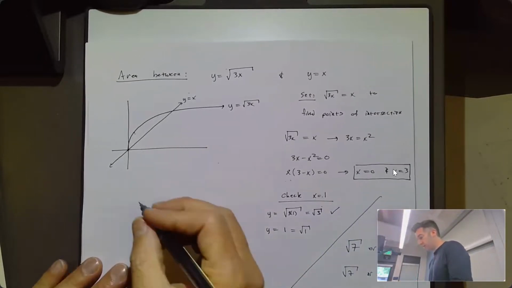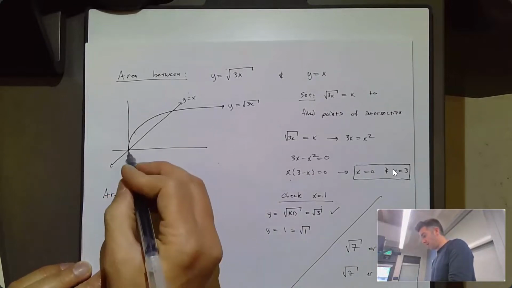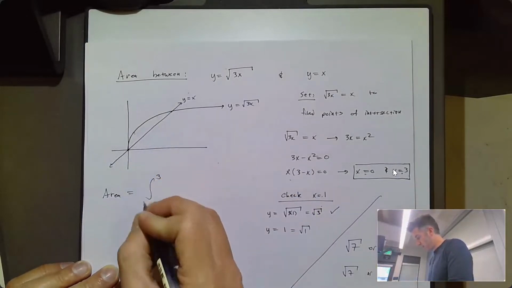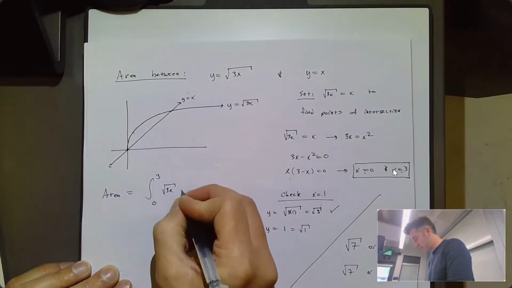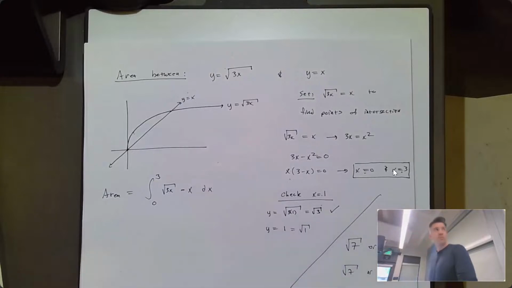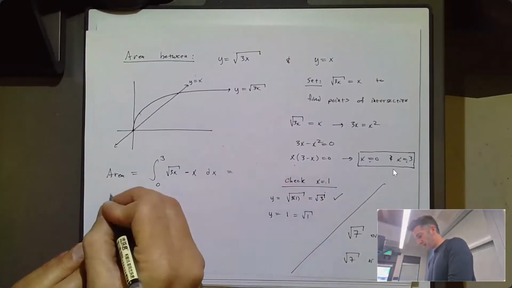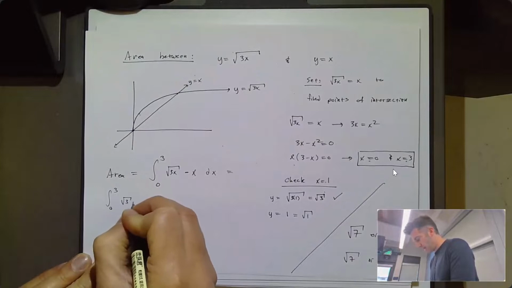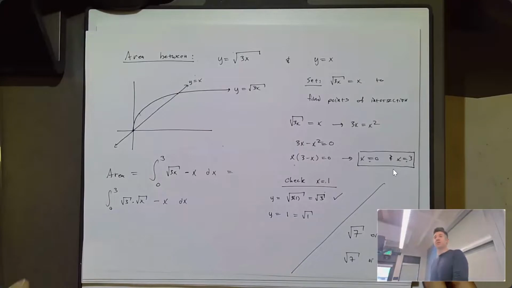Which means to calculate the area, we're going to do the integral from the left-hand limit to the right-hand limit, which is from 0 to 3, of the larger function, square root of 3x, minus the smaller function, x. This one is interesting. This is where you have to be a little extra careful. I'm going to rewrite my integral as the integral from 0 to 3. I'm going to write the square root of 3x as the square root of 3 times the square root of x, because it is, and I'd really rather not do a u substitution.